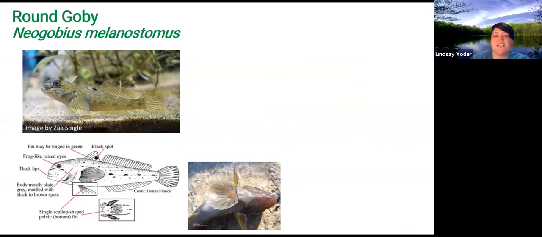This species feeds at night, which allows it to avoid predation. And it likes to eat eggs and larval smallmouth bass, as well as zebra mussels, which are a major part of their diet.